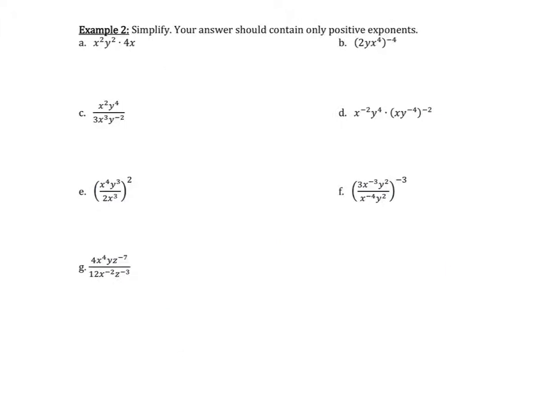So let's take a look at example 2 on that same page. So here we see more than one base. So what I like to do is I like to start when I'm multiplying, like on A, I start with my coefficients, and I would do basically 4 times 1. There's a 1 out here, and so that's 4. And then I'm going to add my powers on X, so I do 2 plus 1 is 3, and Y squared since there's no other Y's.